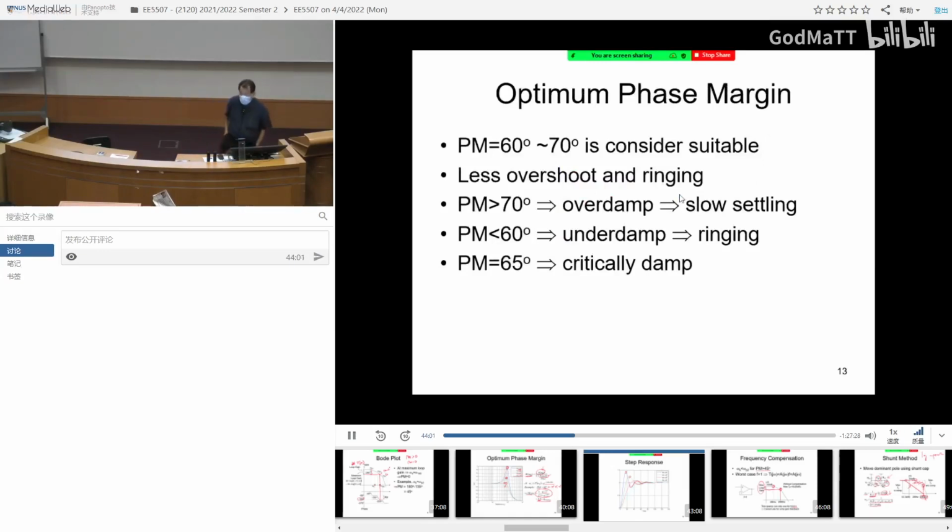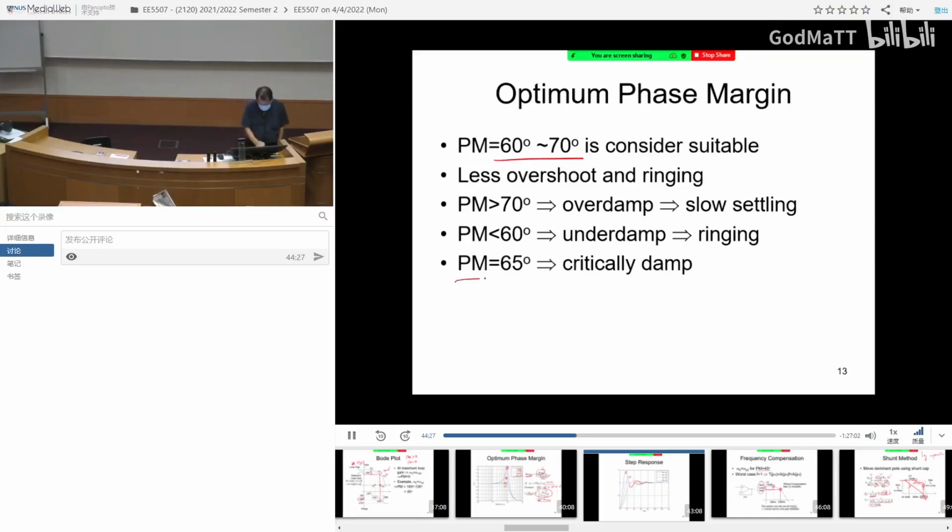So what is considered a suitable phase margin? Usually any phase margin falling between 60 to 70 degrees is considered desirable. As mentioned, 70 degrees doesn't have peaking, but it settles very slowly. 60 degrees has some peaking, but no ringing. The good thing is it settles fast. So anywhere in between is considered good.